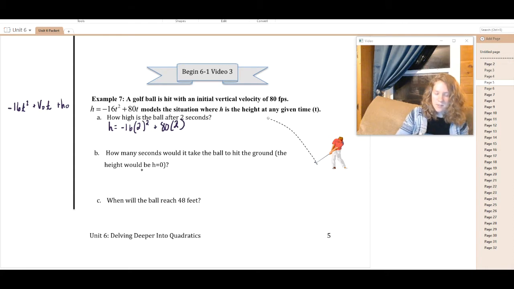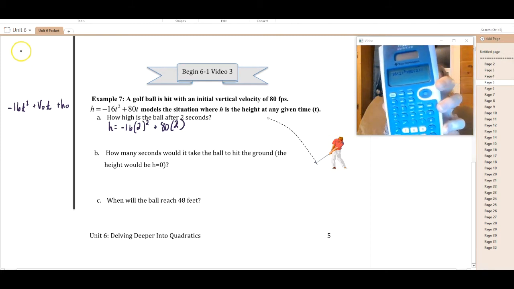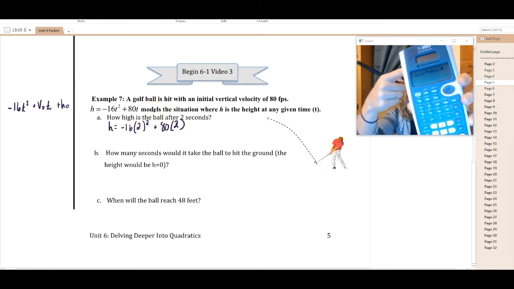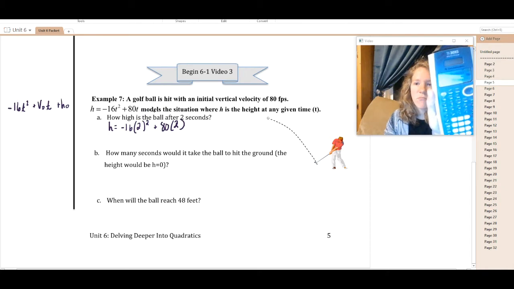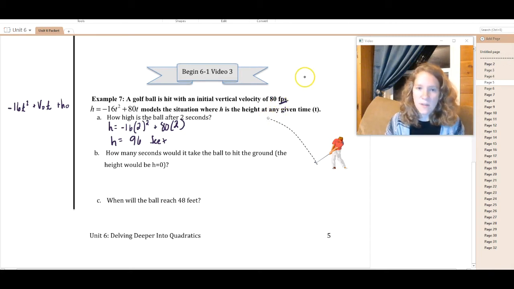Negative 16 times 2 squared plus 80 times 2. I made it in my calculator. I know y'all get tired of me doing this, but I made it look exactly like it does on my screen. So over here it says negative 16 times t squared plus 80 times 2. It looks exactly the same here. So then when I hit enter, it just gives me the answer. That's the easiest problem in the world. Nobody should miss this problem on a test. The height of the ball after 2 seconds is 96 feet. And I know it's feet because it says it's measured in FPS, which is feet per second. So I plugged in seconds, I got out feet.